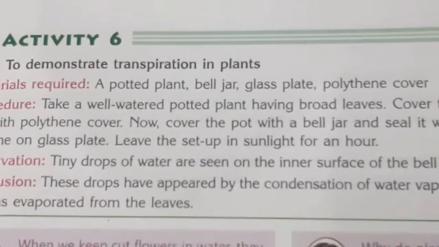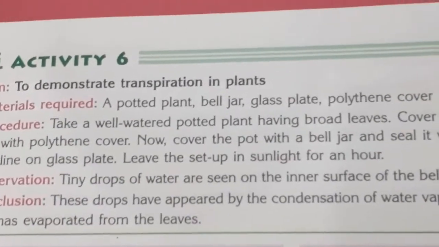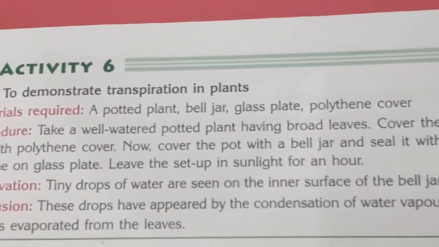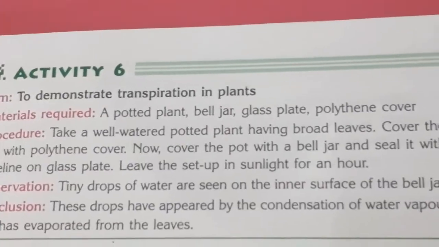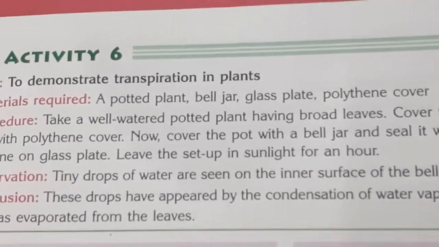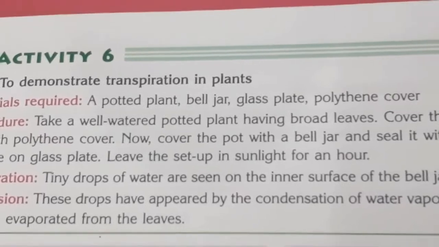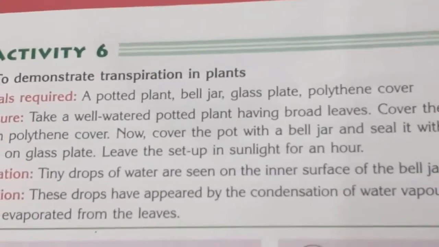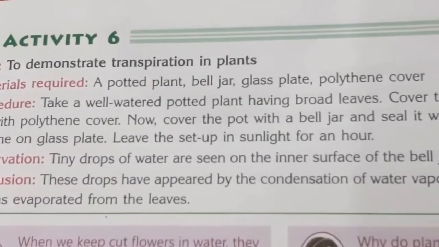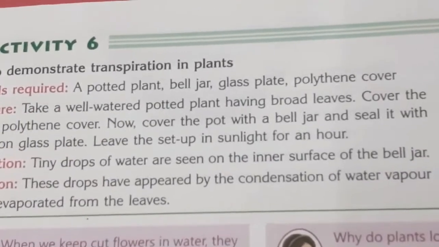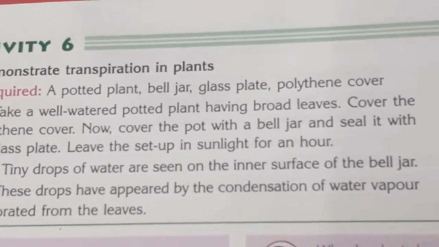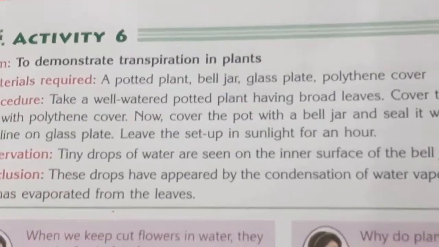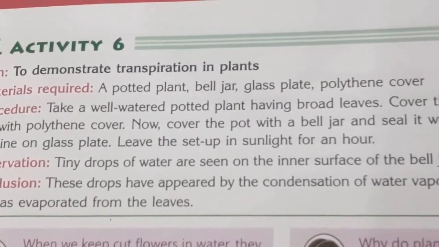Now, we will see one activity to demonstrate transpiration in plants. For every activity, 5 things are important. One is the aim of the activity. Here the aim of the activity is to demonstrate transpiration in plants. Second is the materials required to conduct this activity. Here the materials required is a potted plant, a bell jar, glass plate, and a polythene cover. These are the materials required to do this activity.